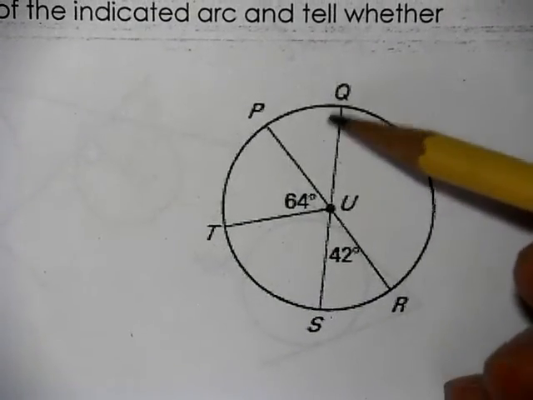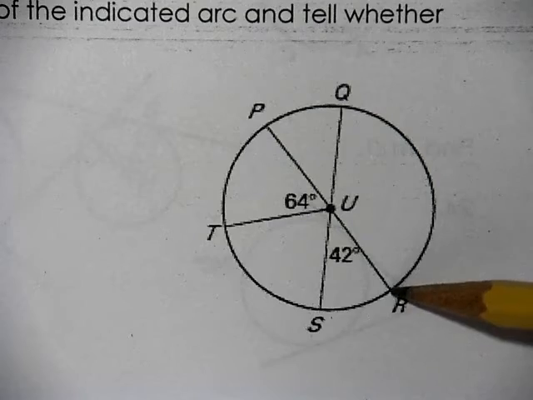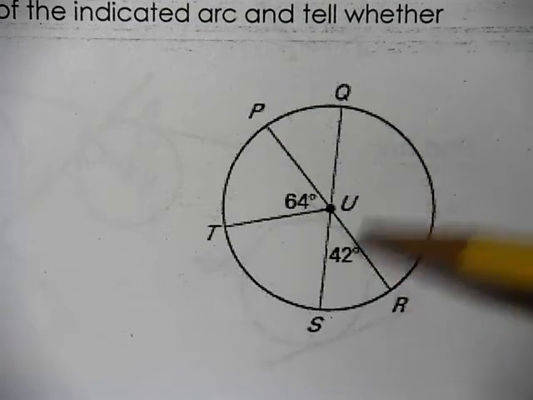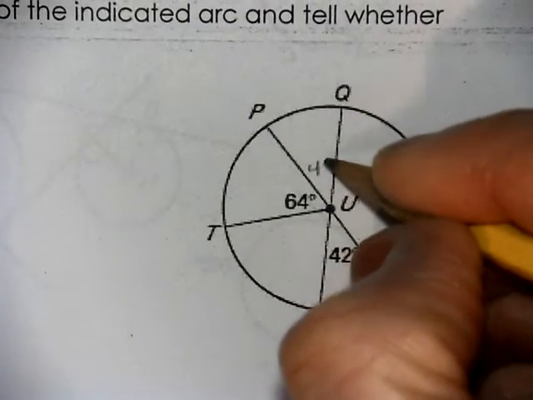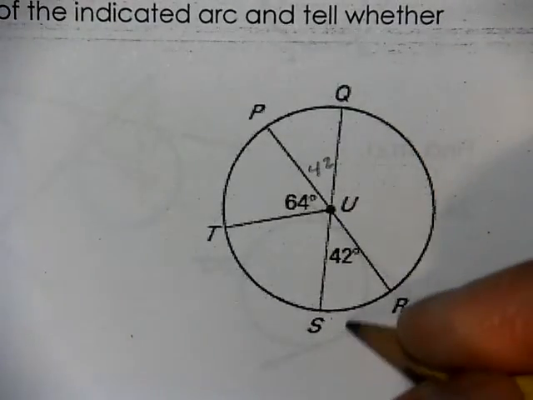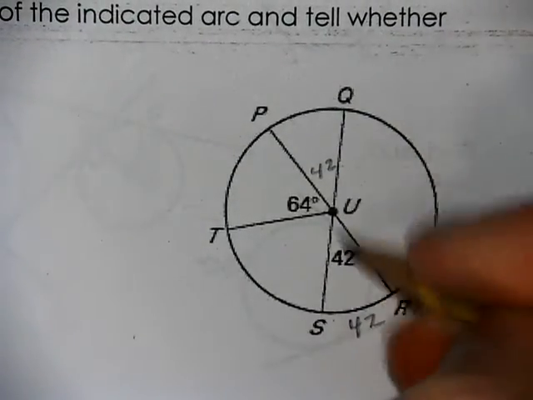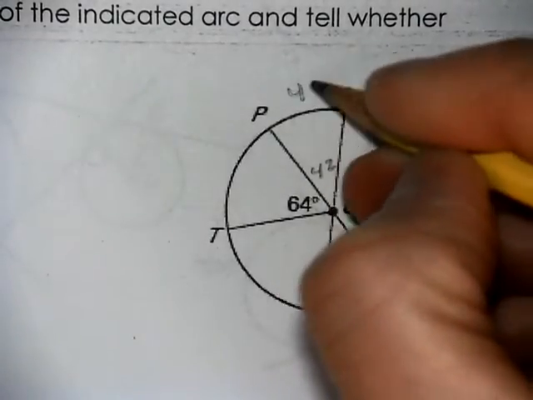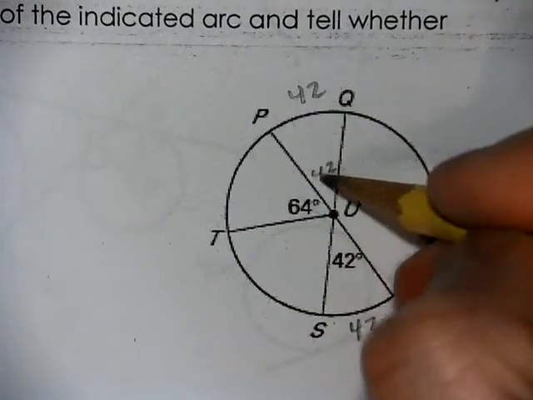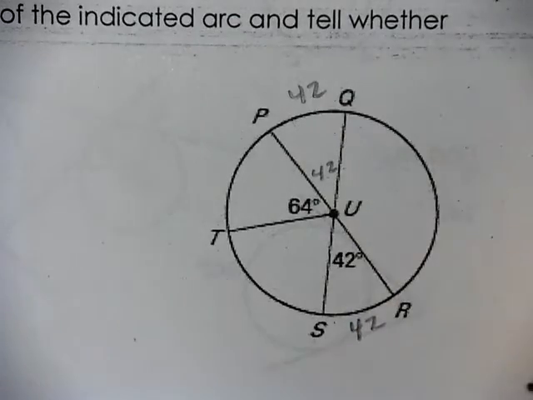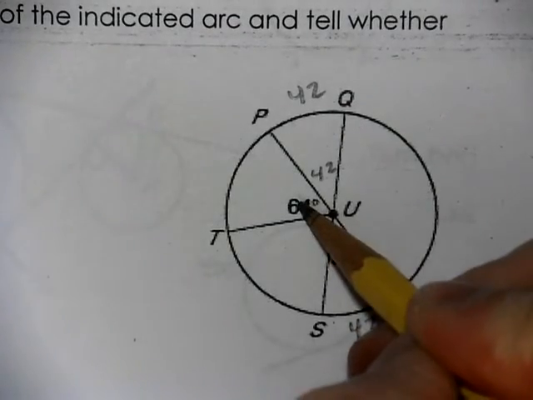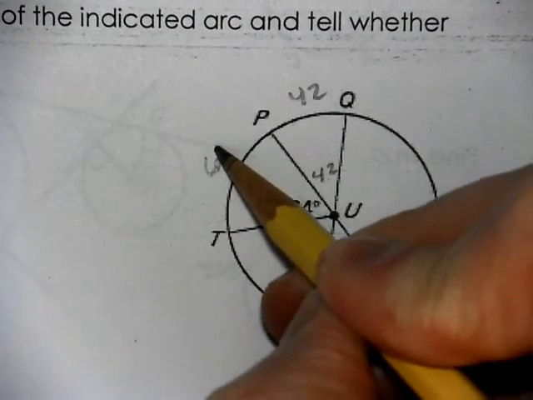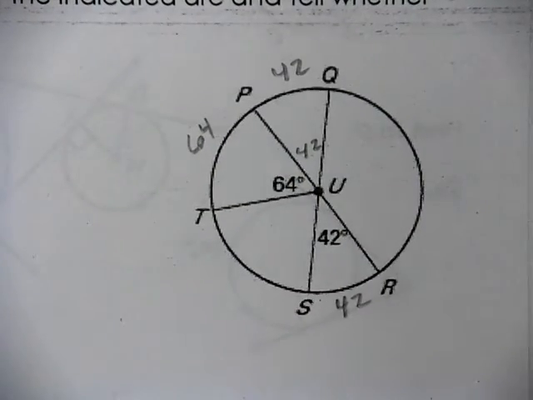Here we have two diameters, so that means we have some vertical angles. This is going to be 42. We know the two arcs. These are central angles because the vertex is at the center. The central angle and its intercepted arc are the same measure. So 64 and its arc is 64.